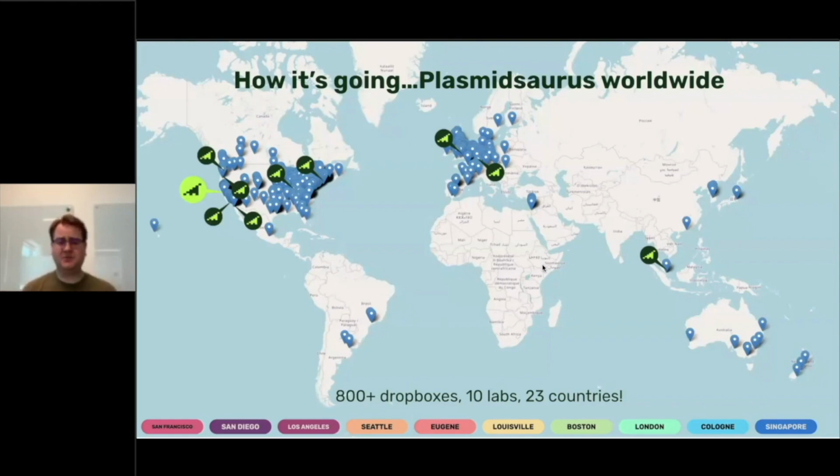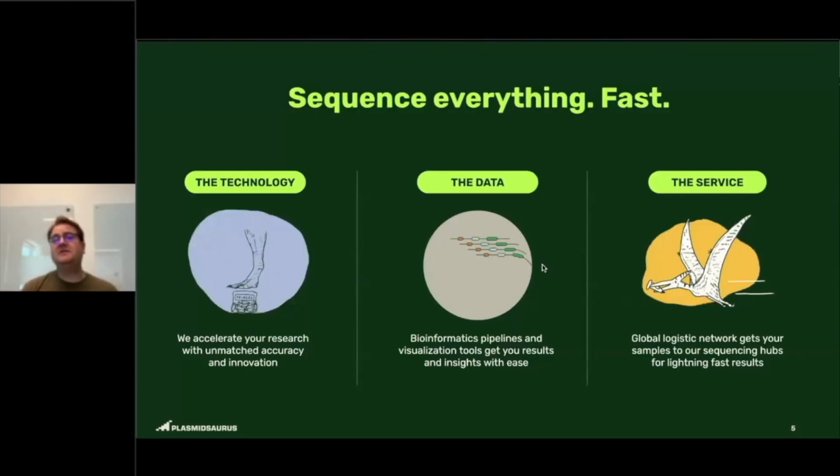In fact, this slide is probably old. We have over 1,000 at this point, serving 23 countries, and we're seeing continual growth every single month. We want to sequence everything, and we want to do it fast. We accelerate your research by providing high accuracy results with innovative approaches that no other provider does.